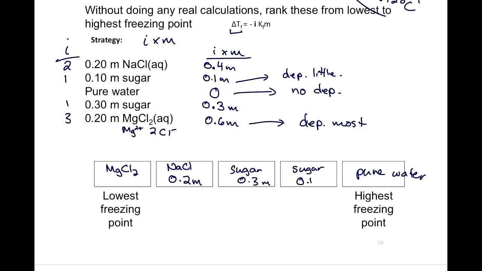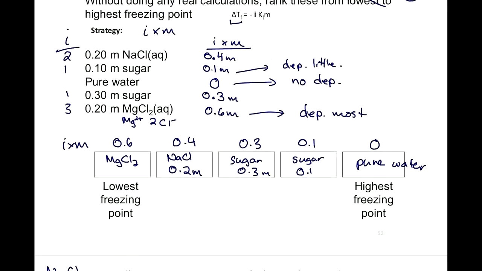All I did was rank these in terms of the i times m product, where it goes 0.6, 0.4, 0.3, 0.1, and you can think of water as having an i times m product of 0 because there's no solute actually dissolved. So yes, we kind of did a calculation, but it wasn't a really extensive calculation there. All right, so that's freezing point depression.